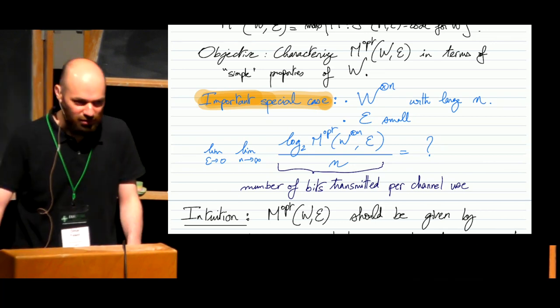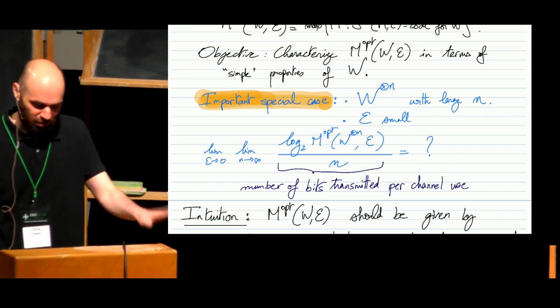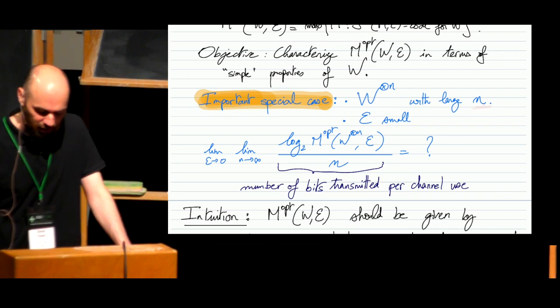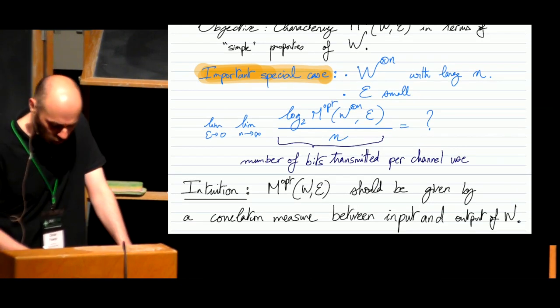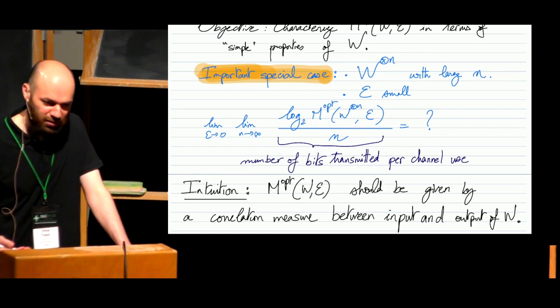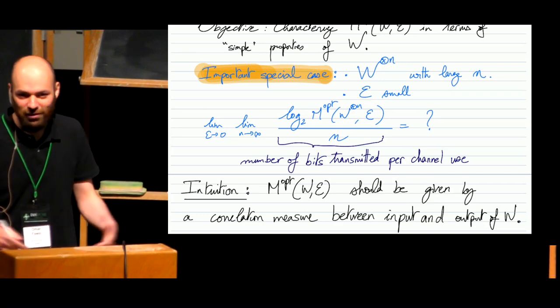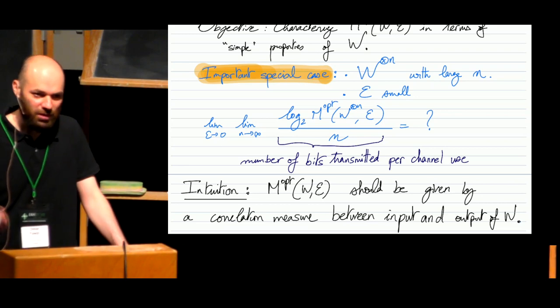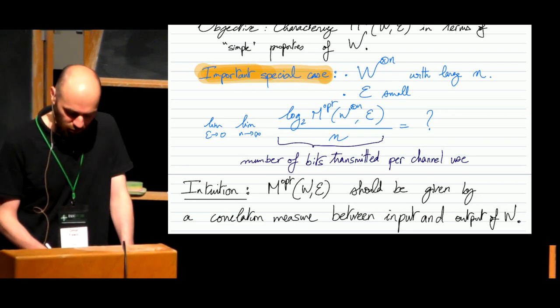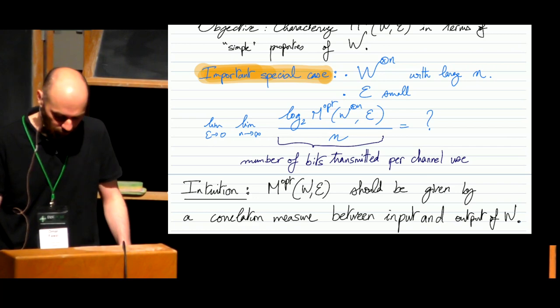Like in the Stein setting that we looked at, a fixed small type 1 error probability, and we look at the setting where n goes to infinity. And so my objective is the following quantity: I want to look at the maximum number of messages, or in terms of bits, so I take the log of M opt. It makes sense to normalize this by the number of channel uses, because the more channel uses I have, the more different bits I will be able to send, so it makes sense to look at this per channel use. So we divide by n, and we take the limit as n goes to infinity.